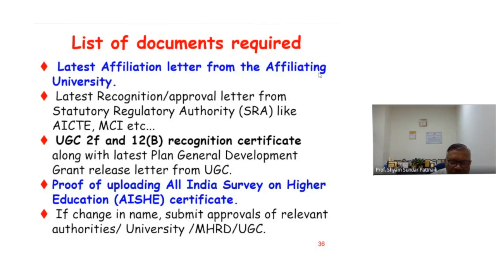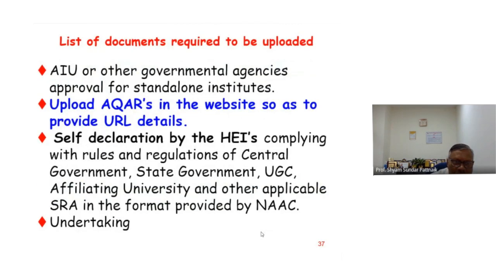The latest affiliation letter from the affiliating university, the latest recognition approval letter from the statutory body like AICTE, UGC, UGC 2F 12B, proof of uploading of all AISHE data, the certificate in that regard, and if there is a change of name, proof of that. Those documents are to be uploaded. Then also upload your Annual Quality Assurance Reports. For the first cycle, you have to submit 4 AQARs. If you are going for the second or third cycle, then you have to submit 6.